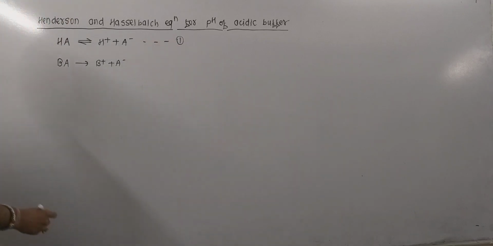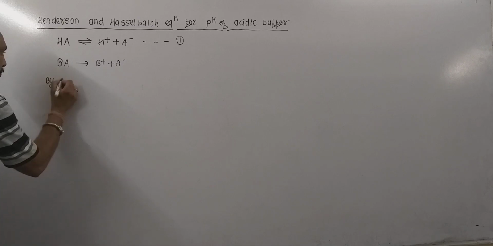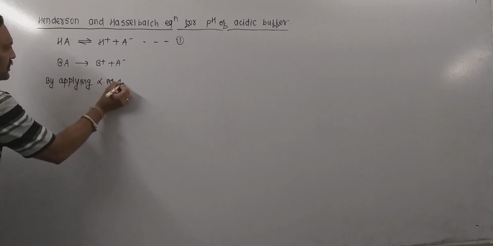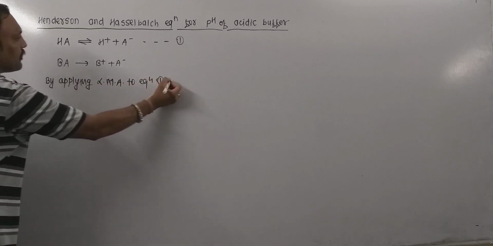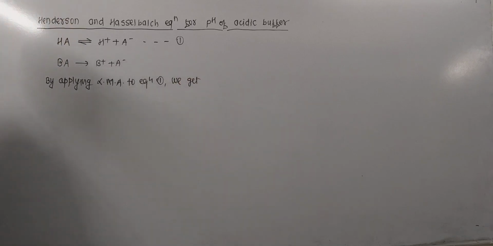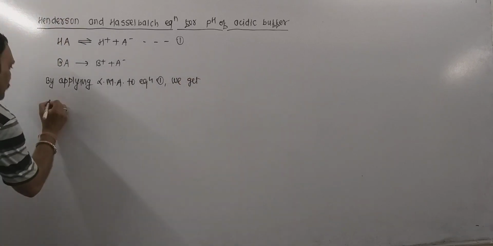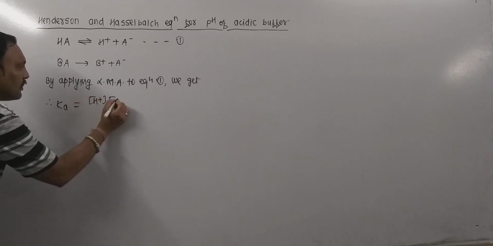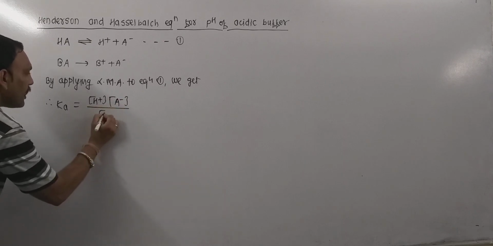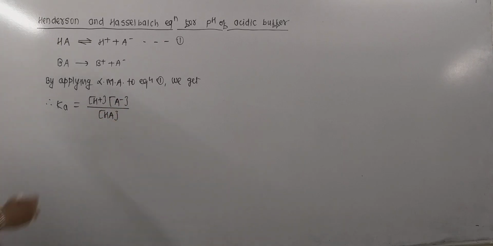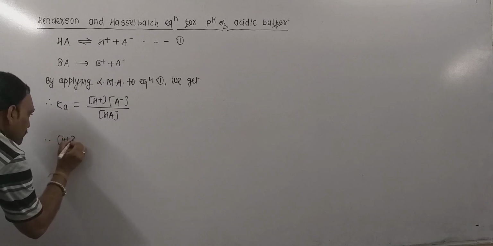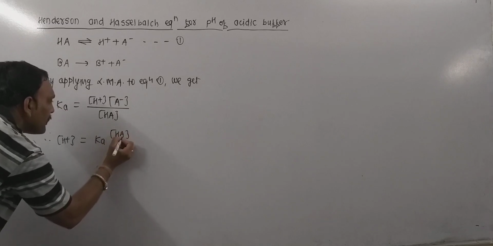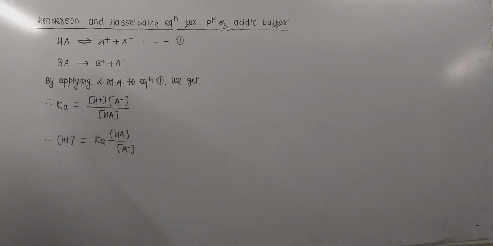If law of mass action is applied to equation 1, we get dissociation constant for this weak acid. So this can be given as Ka equals concentration of H plus into concentration of A minus upon concentration of HA. Now concentration of H plus from this can be written as equals to Ka into concentration of HA upon concentration of A minus.